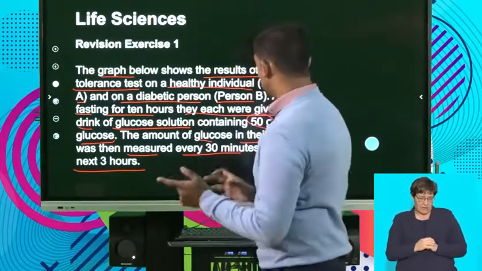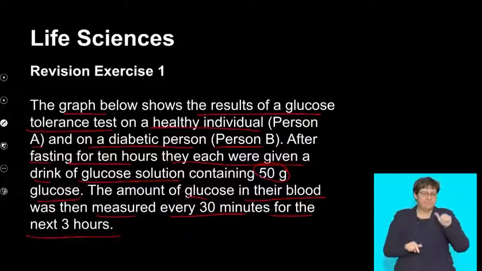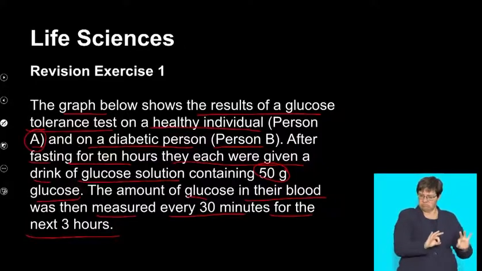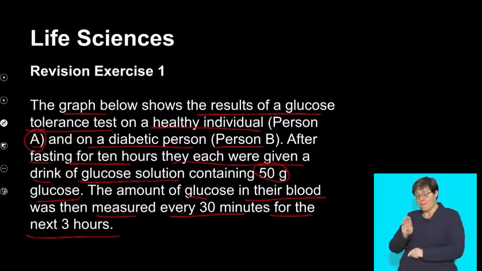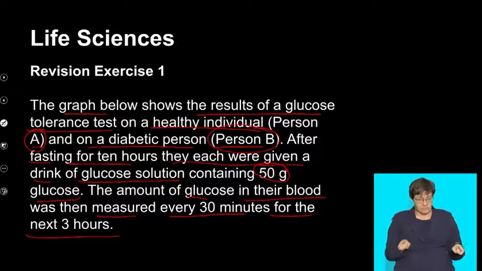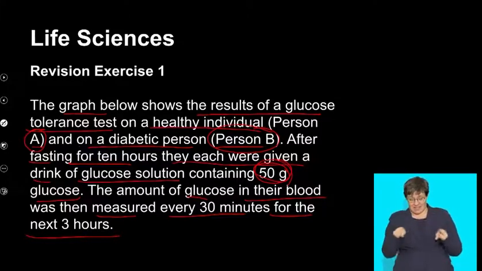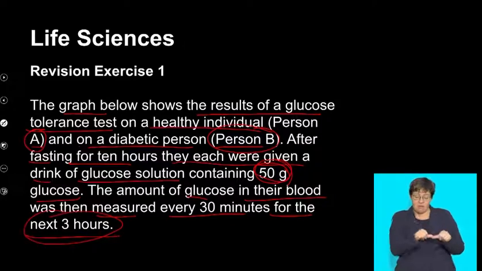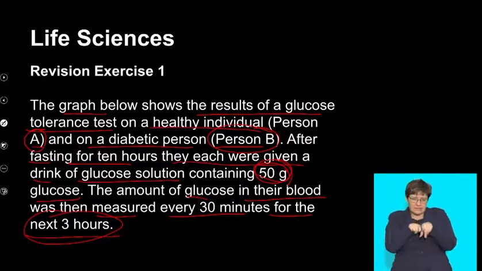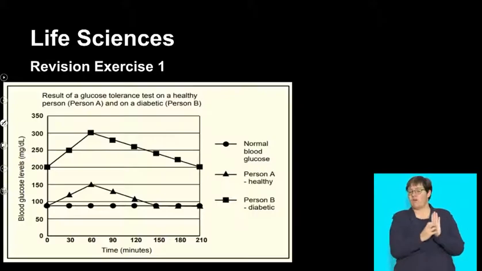Notice that these two individuals, person A being a person that is not affected with diabetes, and person B, a person affected with diabetes, were then both given a fixed or a known amount of glucose solution, and that was monitored over the next 3 hours in terms of how the level would be affected in their blood. So let's look at the graph as we unpack this question.